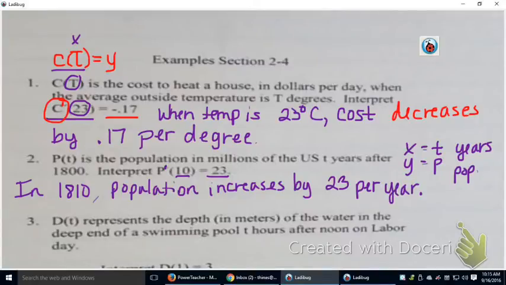And so, in other words, that's saying that if I went another year, like in 1811, then I would add 23, this is actually million, for the next year. So every year, the population is increasing by 23 million. Units are very important on these problems, so be very careful and think about them as you're doing them.